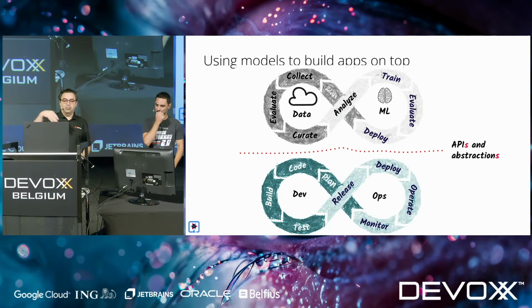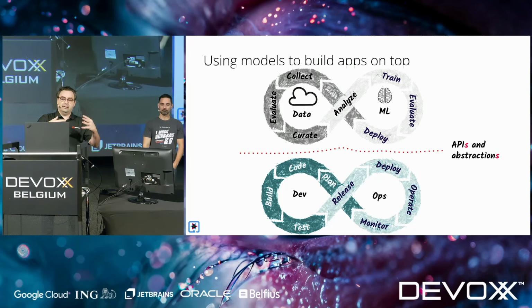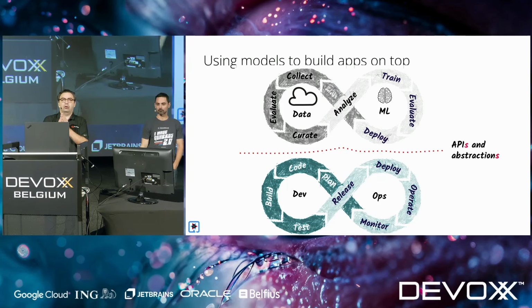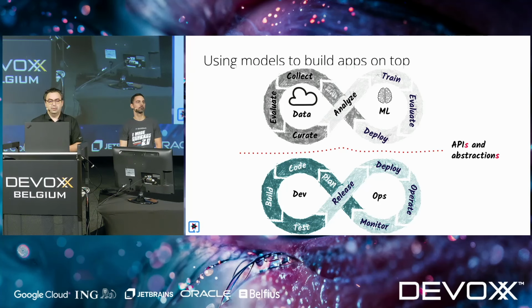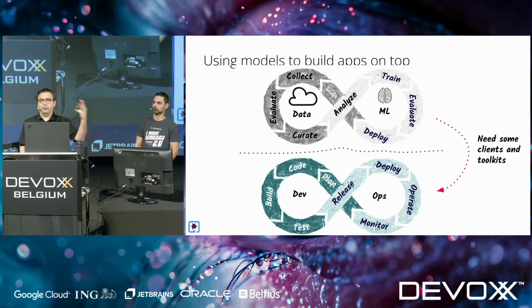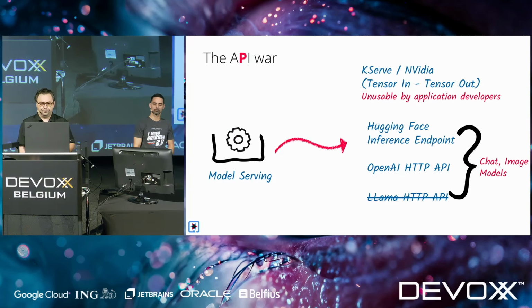So first, the model will have been tailored by data scientists. So on the top, you have all the data scientist world. They collect data, they do fine-tuning, and at the end, they get a model. On the bottom, that's the developer world. We code, we build, we test, we release, we deploy, we operate, we monitor. And to call these models, we need a set of APIs and abstractions. A REST call is not going to be enough. So we need clients and toolkits that will let us invoke all those models, prompt them, receive the response, implement the different patterns like RAG or function calling, agentic, and so on.